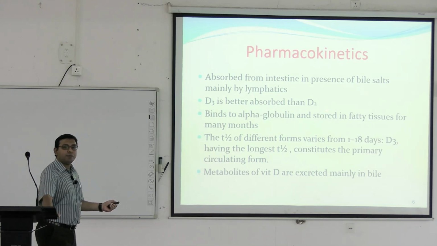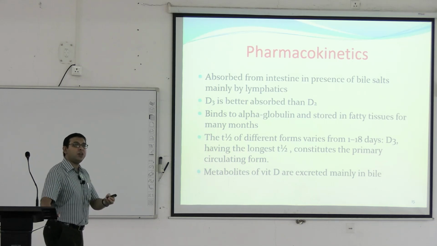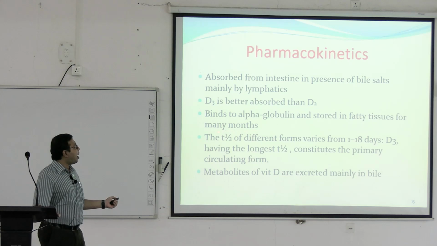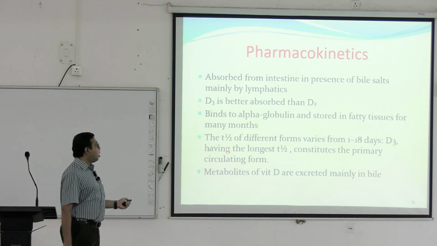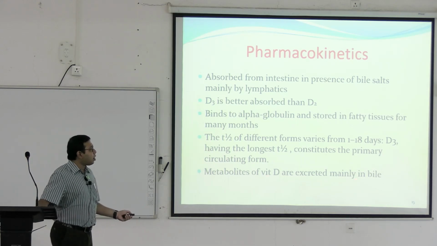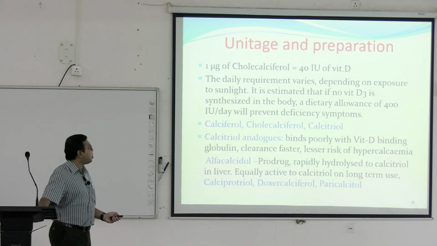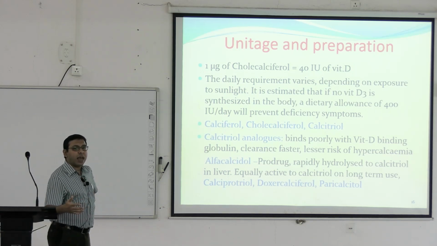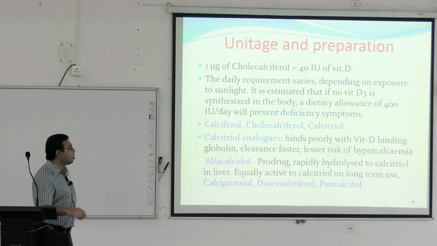D3 is better than D2, that's why D3 is usually given as a drug. It binds to alpha globulin and is stored in fatty tissues for many months. The half-life usually varies from 1 to 18 days and metabolites are mainly excreted in bile. Details are not required. Now coming to the unit, how it is calculated and how much amount is needed.